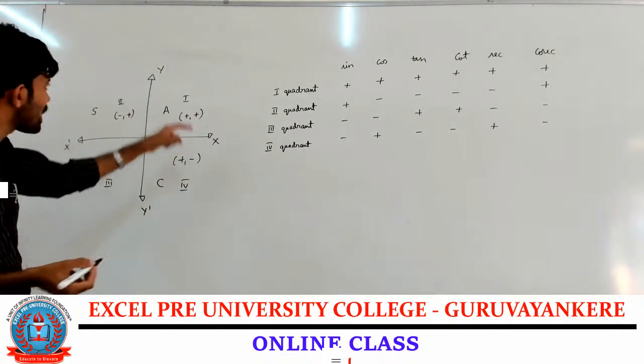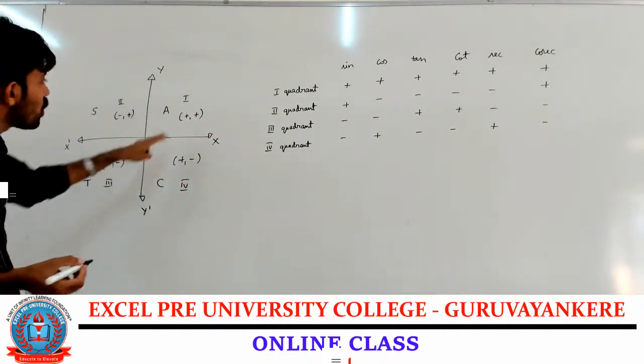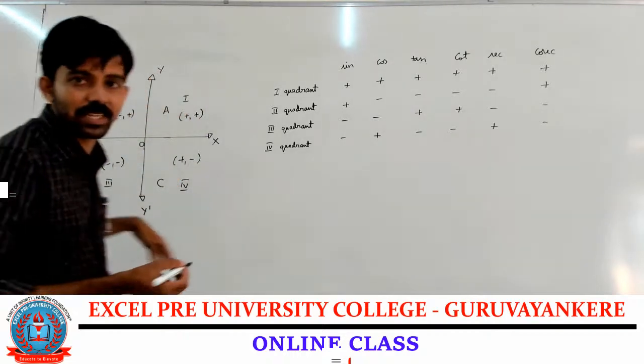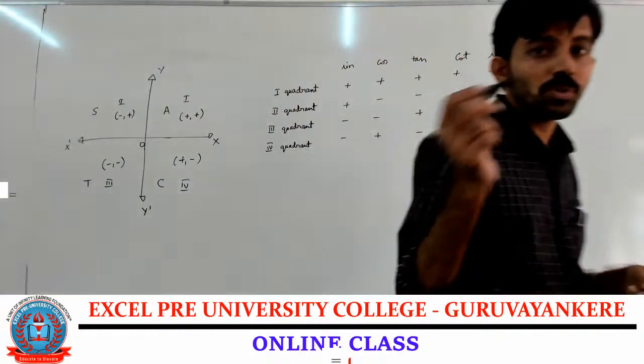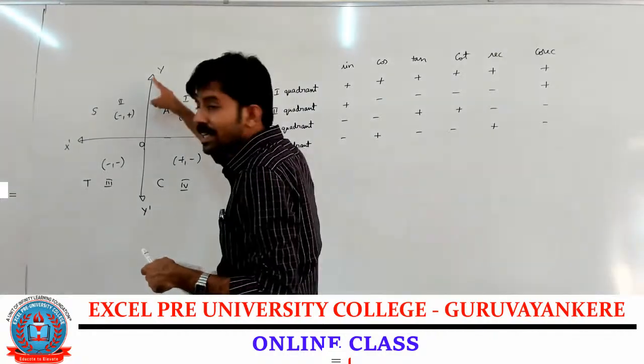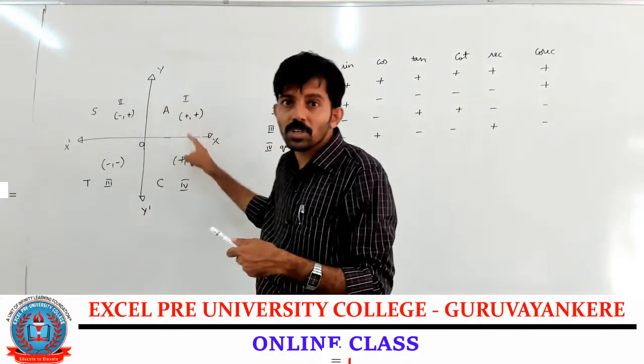The x-axis and y-axis divide the coordinate plane into 4 quadrants. One full circle is 360 degrees. So 0 to 90 means the first quadrant. In the first quadrant, angles will range from 0 to 90.